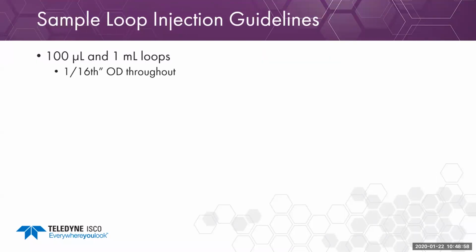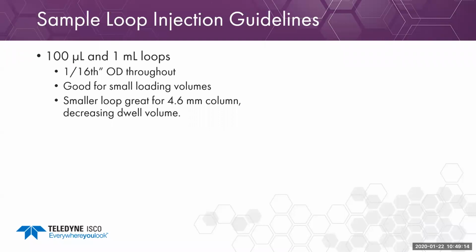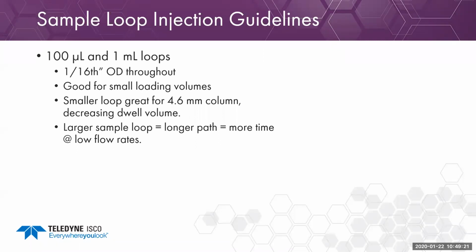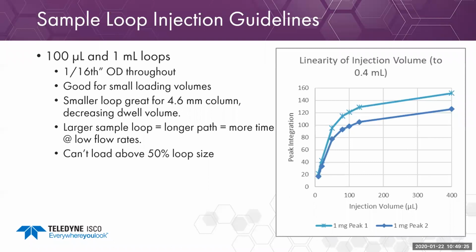And then on the loop size, we talked about loop geometry being important. In these smaller diameter loops, like 100 microliter and 1 milliliter loops, it's 1/16 tubing throughout. And so this is good for loading small volumes. A smaller loop is great for the 4.6 millimeter column as you decrease your dwell volume. However, you can't load above 50% of the loop size on this because we do see the laminar flow profile. We start to lose linearity of our injection volume. So you don't want to go above 50% of your loop size for these smaller diameter loops.